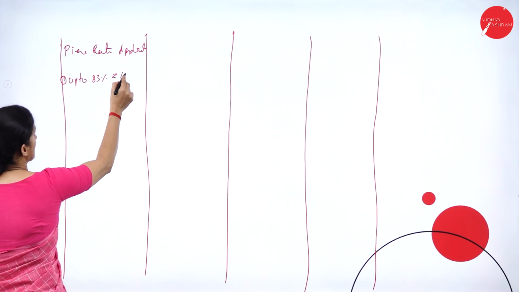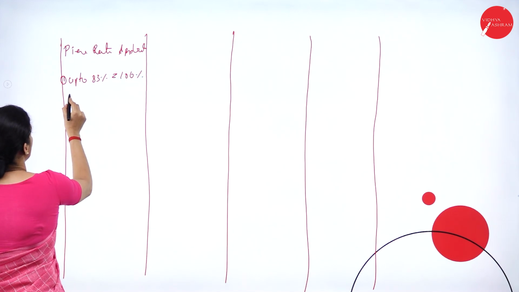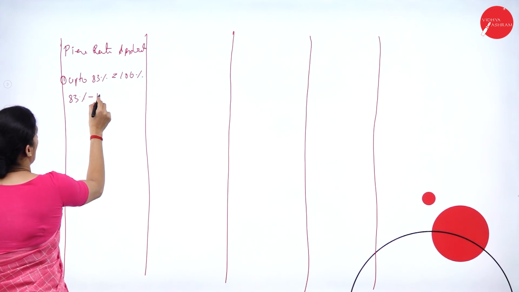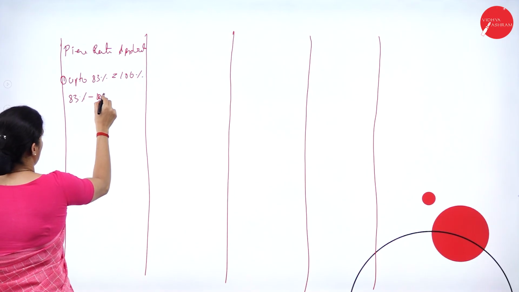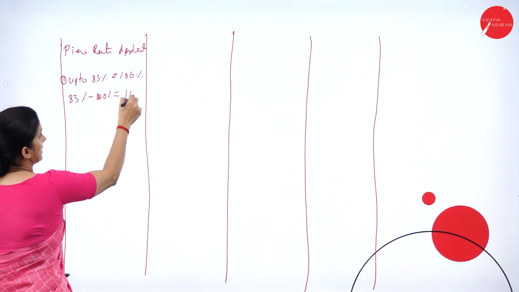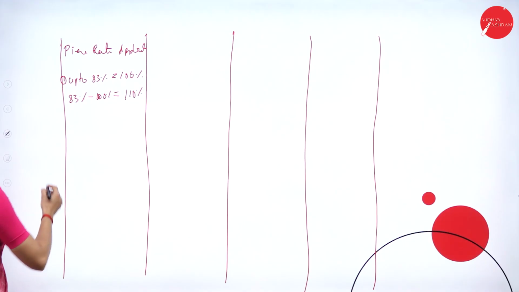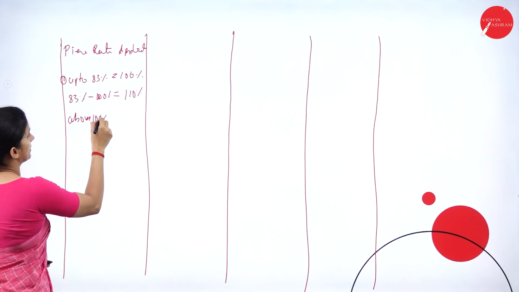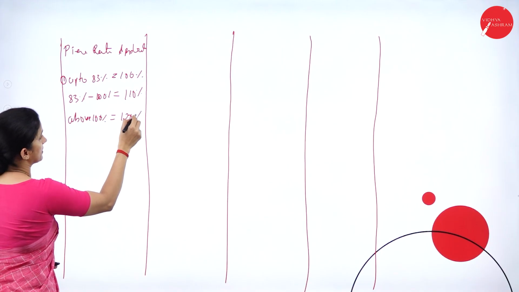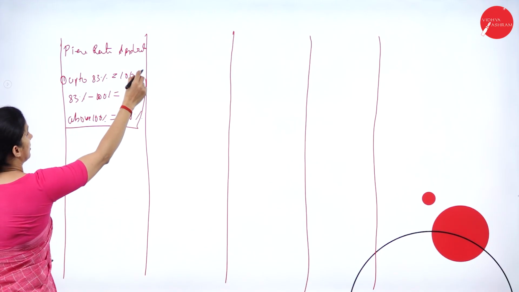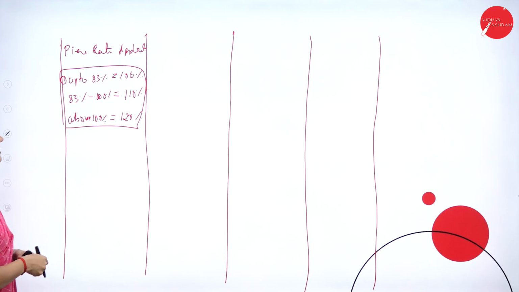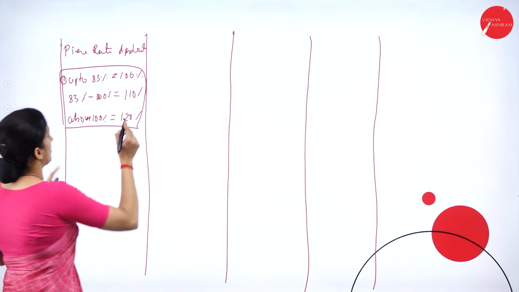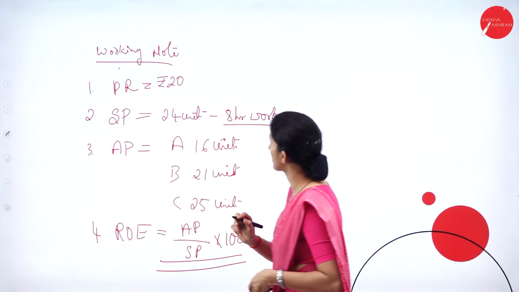Up to 83, it is 100%. Then from 83 to 100%, it is 110%. Then above 100%, it is 120%. So we need to write this one here. What is the different piece rate applicable? So now, what is the piece rate here?